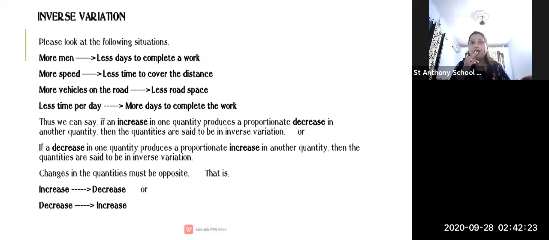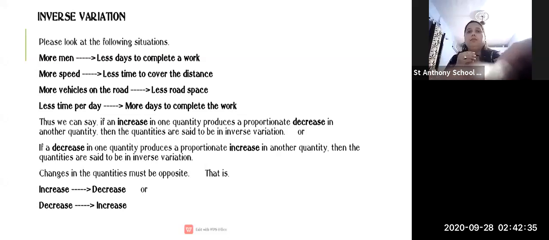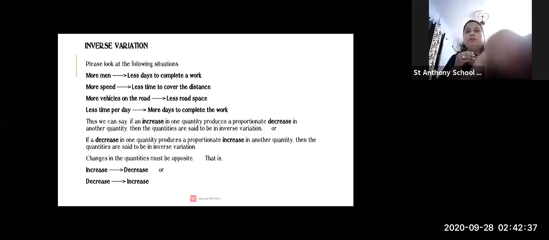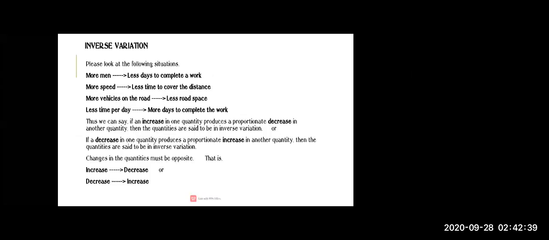So what is inverse variation? Increase, decrease, or decrease, increase. That is called inverse variation. Now, I hope you have understood what inverse variation is. Inverse variation is the variation where when one quantity increases, the other quantity decreases. When one quantity decreases, the other quantity increases. Now, we will move to the next part.